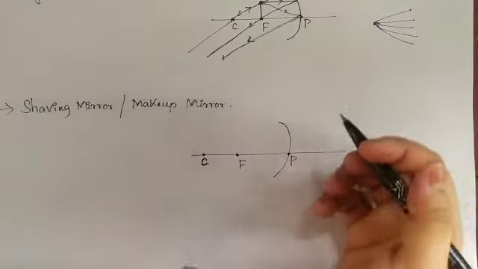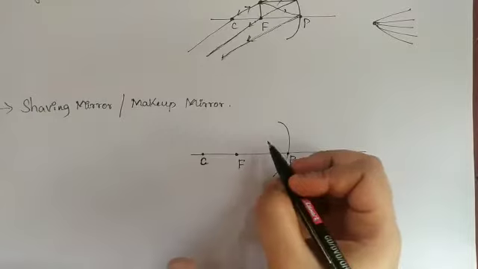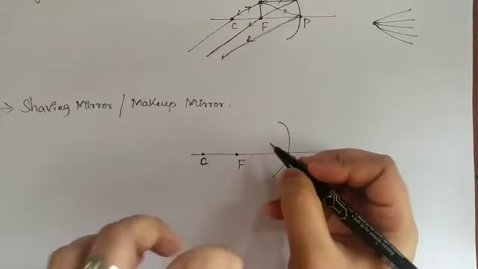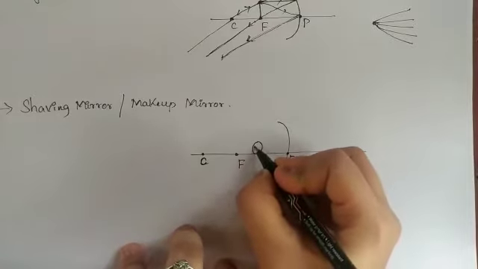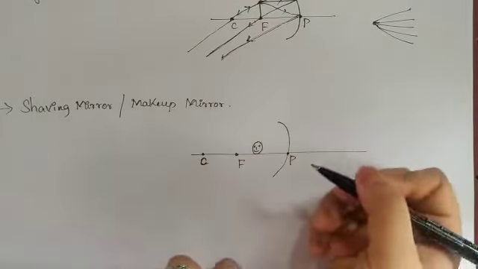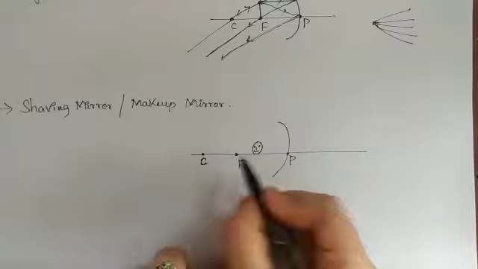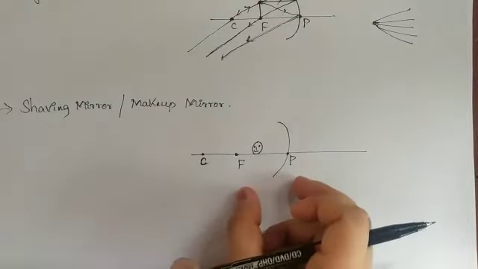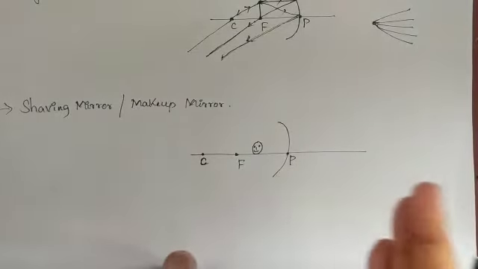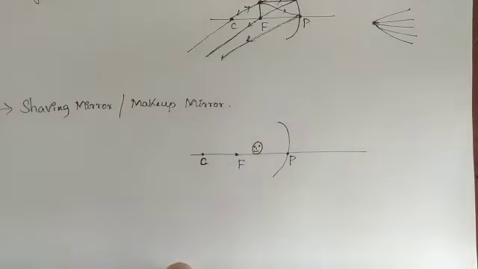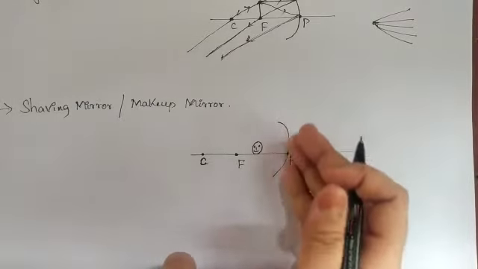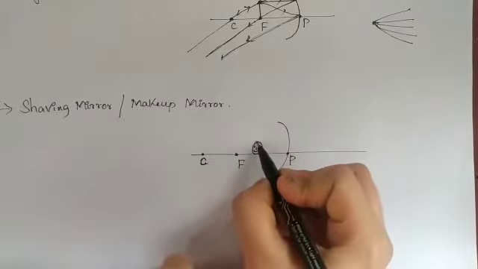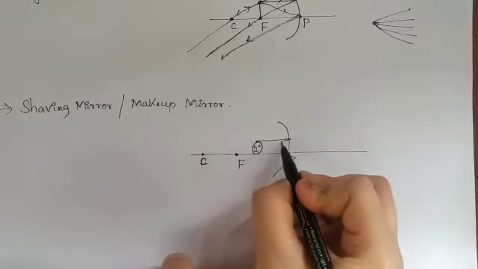In a shaving mirror or a makeup mirror, whenever you are near to the mirror, for example you are here, this is just an example, that means you are kept between the principal focus and the pole. That means what we discussed last, image formation in the case of a concave mirror, is applied here. So whenever you are near to the mirror, this is how the image will be formed.